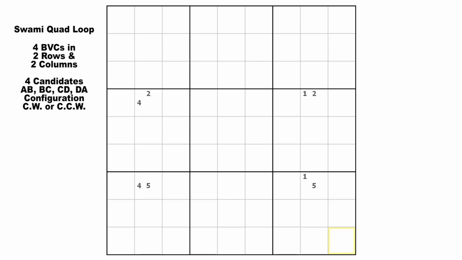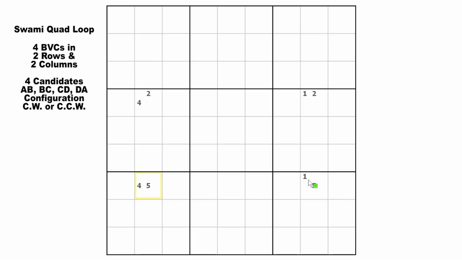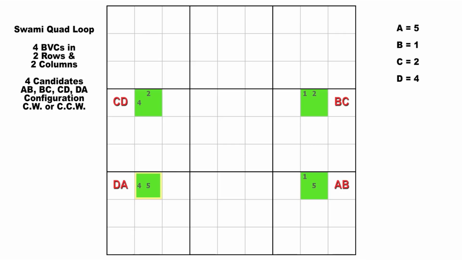All right, here we have a Swami Quad Loop. 4 bivalue cells that form a rectangle, situated in 2 rows and 2 columns, and we have 4 candidates arranged A, B, B, C, C, D, and D, A going in a clockwise direction. Now remember, when you're checking for the A, B, B, C, C, D, D, A configuration, you can start on any cell and you can start on any candidate. Like for instance, you could start on this cell and call the 5 candidate A and the 1 candidate B, and then you could go BC, CD, DA in a counterclockwise direction, and it would still work.